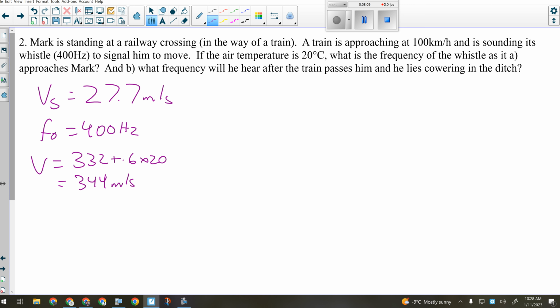We are looking for the frequency he will hear as it approaches, and then the frequency as it leaves. It's just asking for both. It's just asking you to do it both ways.